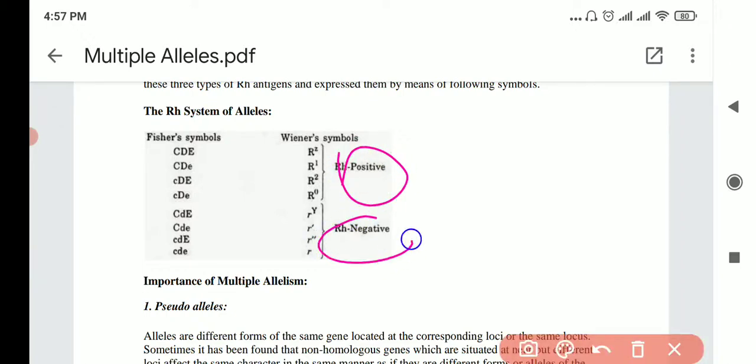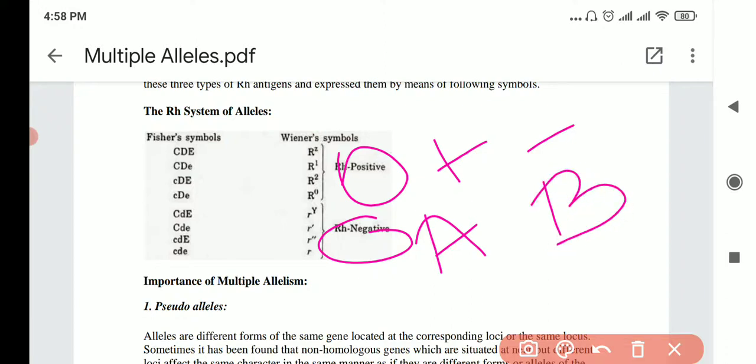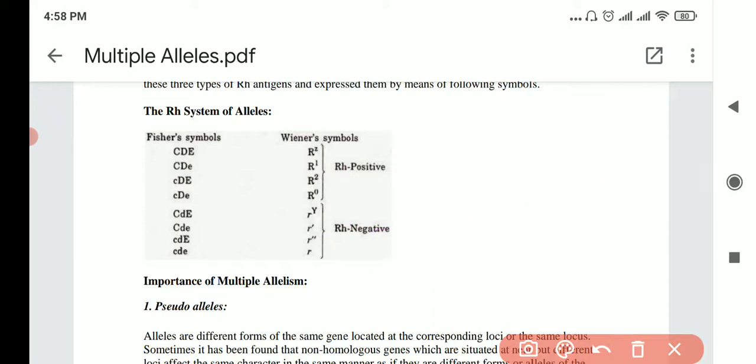Now this allele for rhesus, the Rh positive or Rh negative, doesn't have only 2 alleles. We used to think that the allele would be either positive or negative, you know, you are either A positive or B positive or negative. No, it's not that there are only 2 alleles. It has many more alleles.